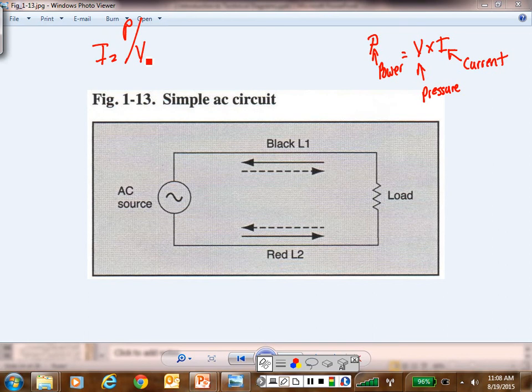So what we can do with AC that we can't do with DC is we can step the voltage up for transmission with these things called transformers, and we can step it down to make it safer. So instead of being 50 feet up in the air, I can get it down to 10 or 15 feet.